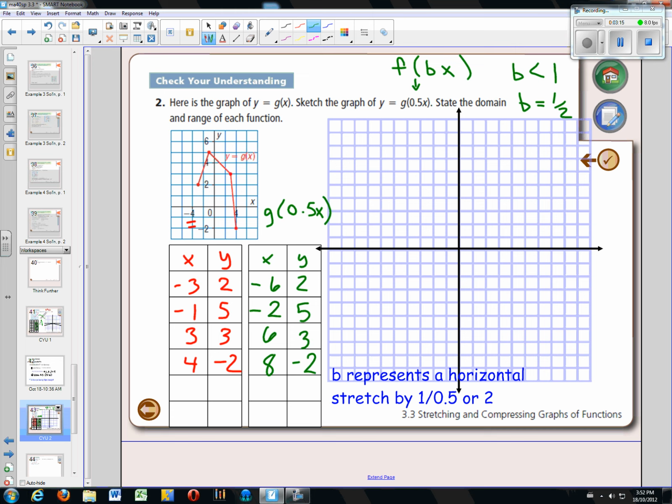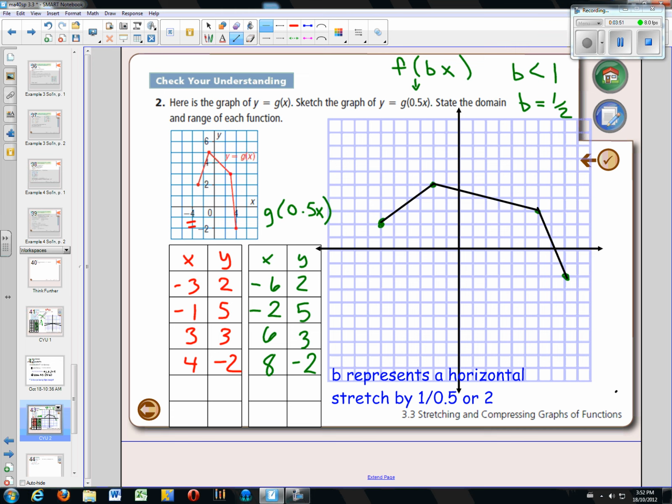Let's plot them. -6, 3, that's right here. -2, 5, right there. 6, 3, and 8, -2. Now, let's draw this carefully with those endpoints. Bing, bang, boom.